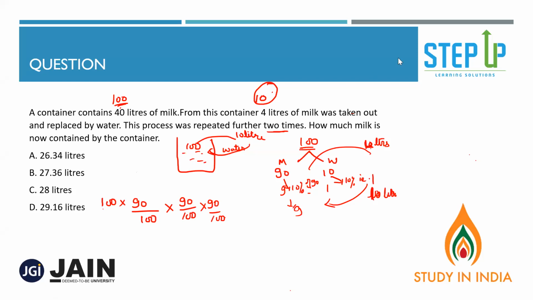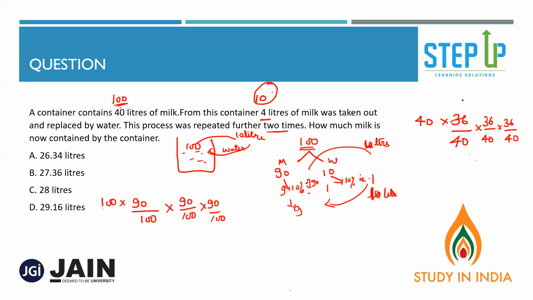All right. So now here, in this case, instead of 100, what have they given? They have given us 40 liters. 40 liters, and from this container 4 liters of milk is taken out. It means what liters will remain? 36. 36 out of 40. And how many times was this process done? Three times. So 36 by 40. That's it.